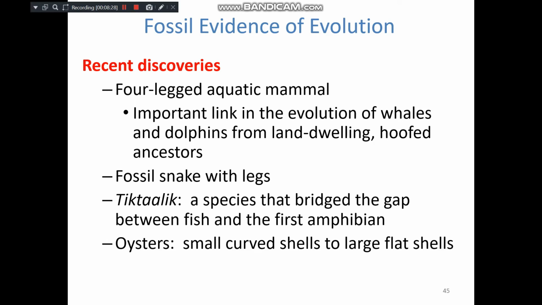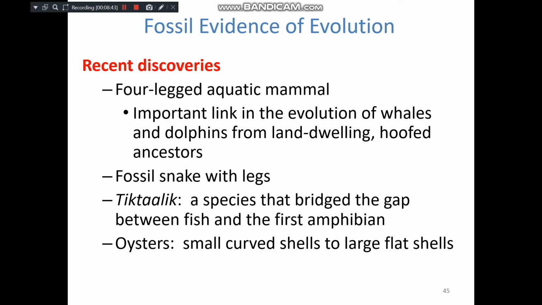Snakes belong to the reptiles. Being reptiles, they are tetrapods. They are the cousins of our lizards. Lizards have legs, but snakes do not have legs. But there are certain fossil snakes which we got with legs.